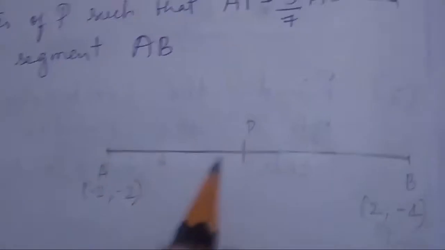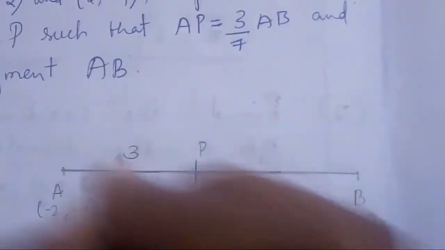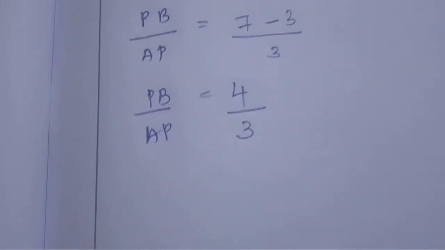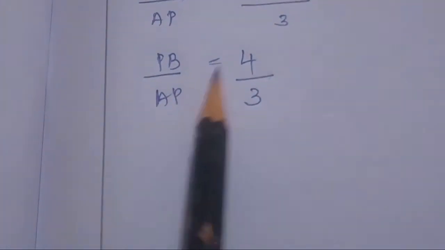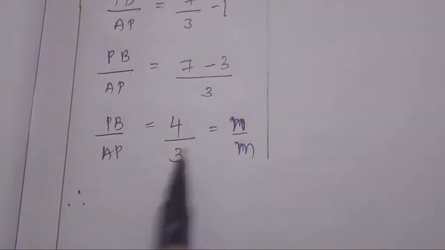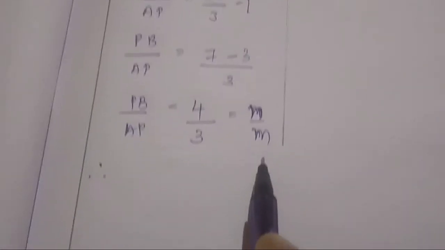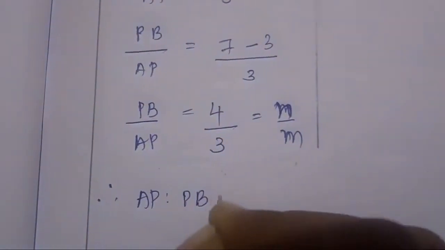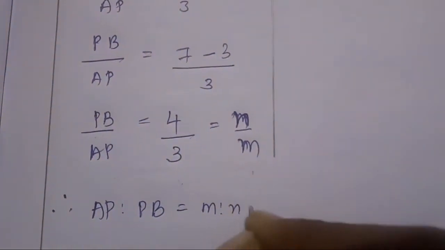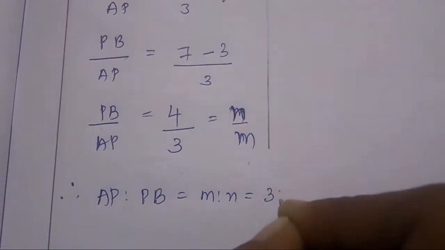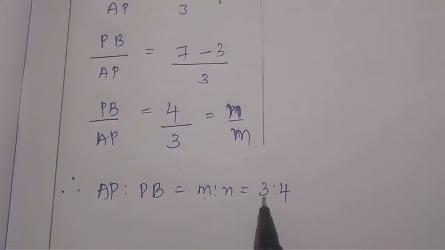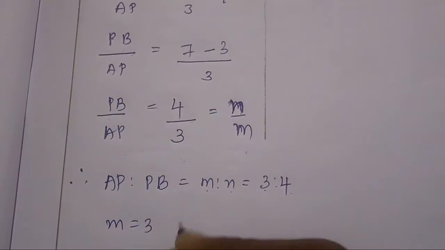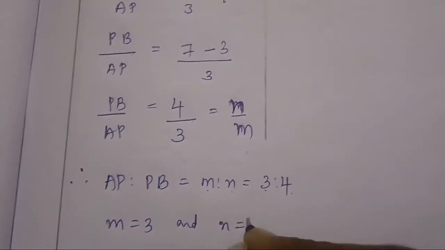AP is 3, PB is 4. We got a ratio, that is PB by AP is equal to 4/3. Now 4/3 is equal to N by M. That is AP is to PB is equal to M is to N, that is equal to 3 is to 4. The value of M is 3 and the value of N is equal to 4. That is M is equal to 3 and N is equal to 4.